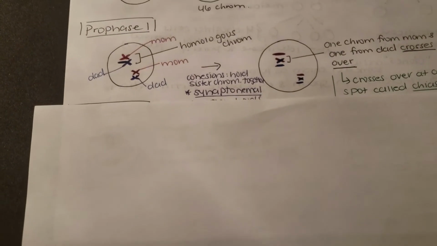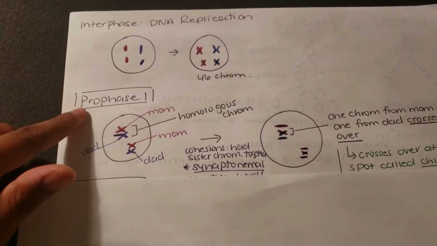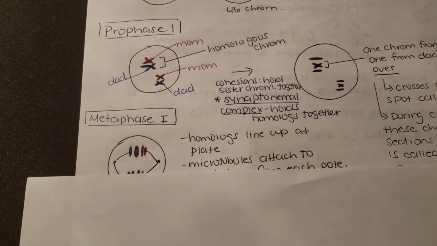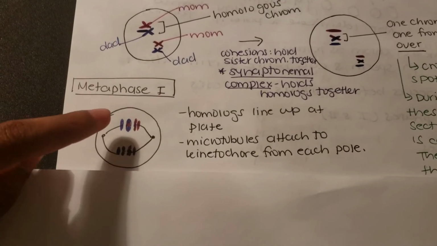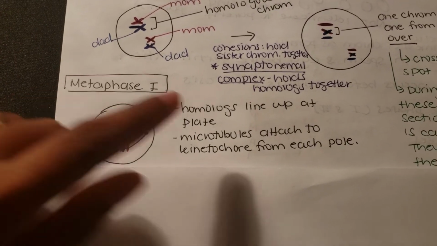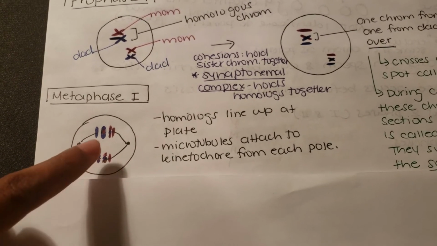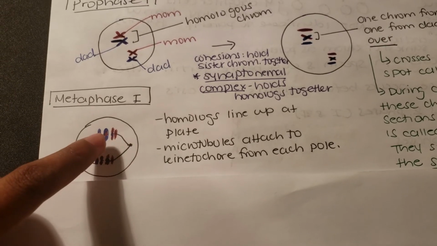So now that we just finished talking about interphase and prophase 1, we're going to go into what happens next, which is metaphase. In metaphase 1, just like we talked about in metaphase in mitosis, our homologous pairs, or your homologs, are going to line up at the metaphase plate, all right? Once they line up at the metaphase plate, your microtubules are going to come out and attach.